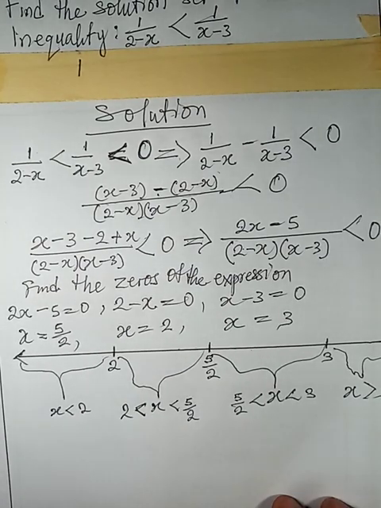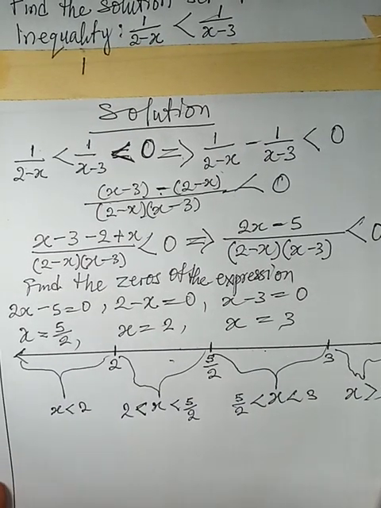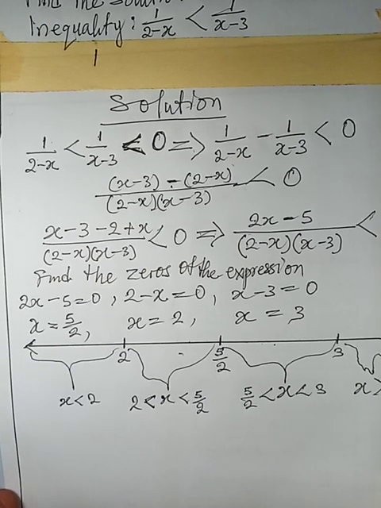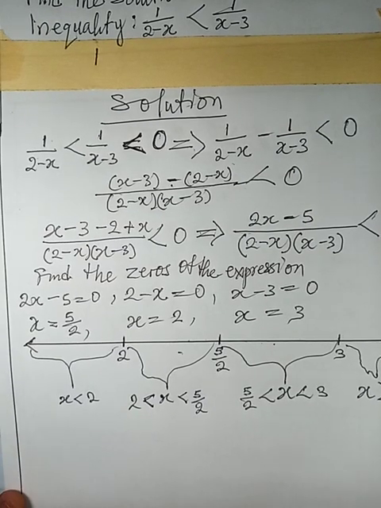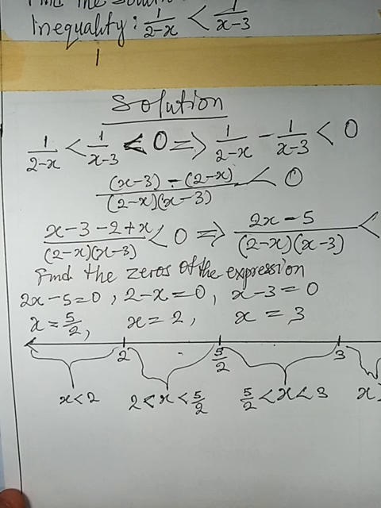So that is 4 regions now: 1, 2, 3, 4. 4 regions or 4 intervals that we got from the zeros of the expression. Now we are going to create a table to see if each expression is positive or negative in a given interval.